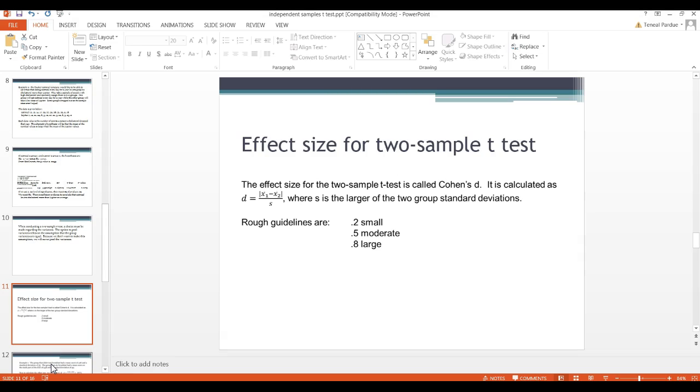All right, so the effect size. For looking at the effect size, this is very similar to what it was with the one sample t-test. The only difference is we do the difference in the means, the difference in the two sample means, take the absolute value, and then divide by the larger of the two standard deviations. The guidelines are still 0.2, 0.5, and 0.8.